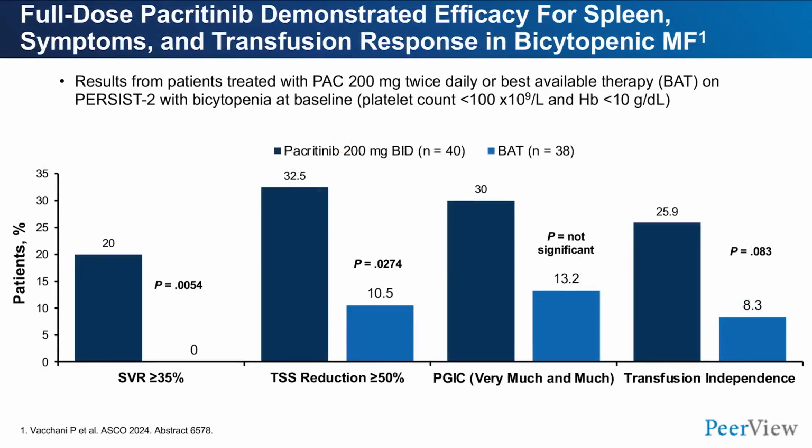And we here have analyzed the bicytopenic patients, so patients with platelets less than 100 and hemoglobin level less than 10. And you can see here the numbers. So SVR35 was 20%, significantly higher than that of the control. And the TSS reduction was 32 versus 10, significant difference. And if you look here at transfusion independence, it was 26 versus 8.3 with a borderline significance. While we do not find difference in terms of PGIC, so the patient global impression of change very much versus much improved. But of course, the numbers are quite different.